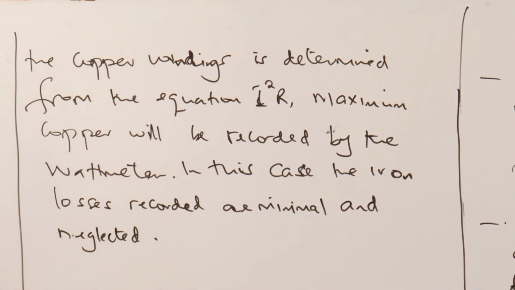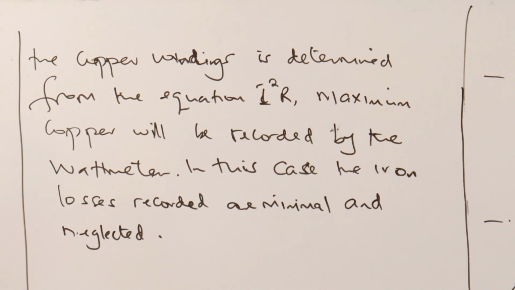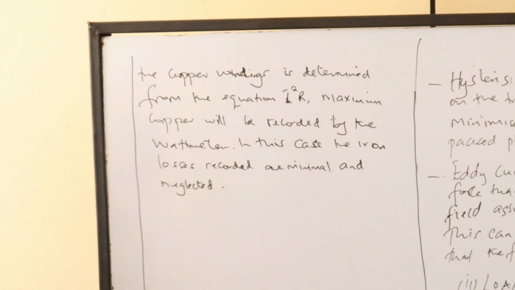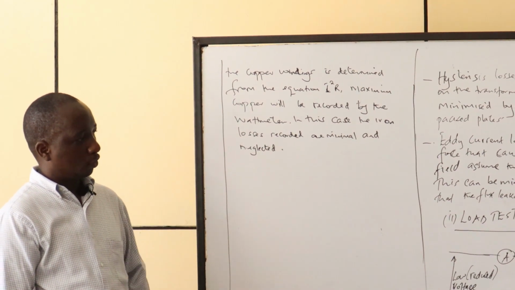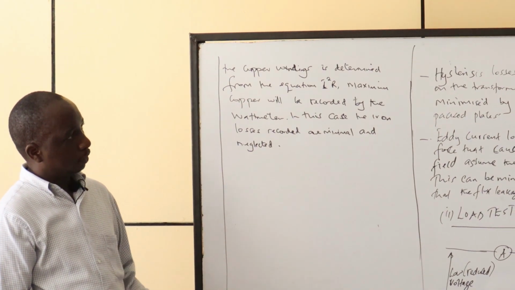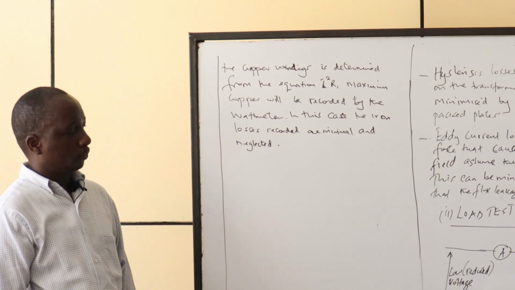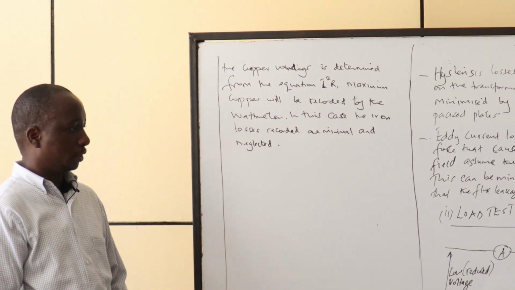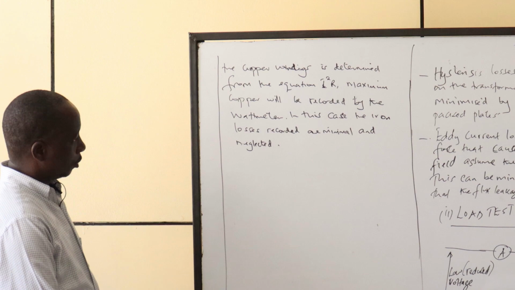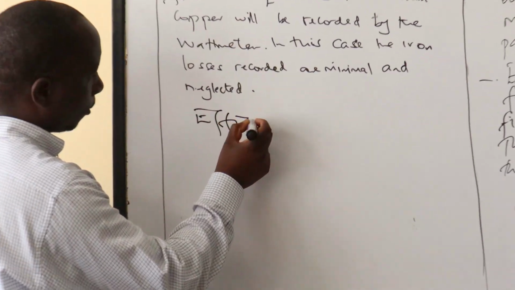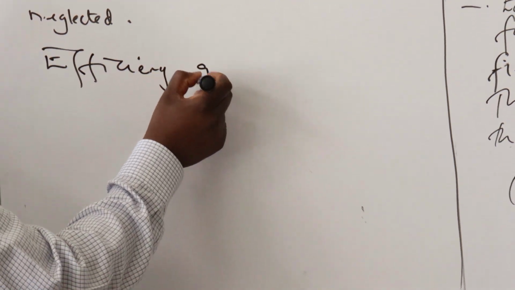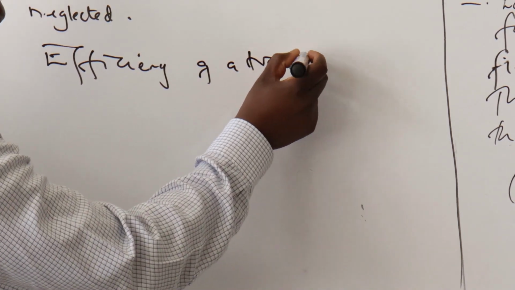So basically we expect to have the transformer equation so that we can have an example of a single phase transformer equation in terms of analysis. Then we go to the three-phase transformer construction. So basically, efficiency of a transformer.